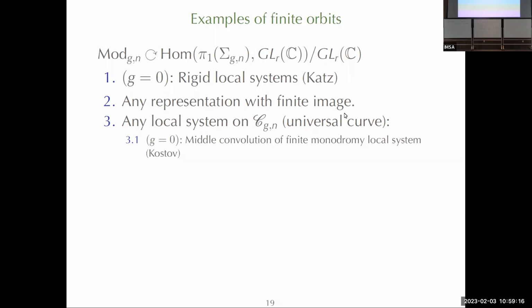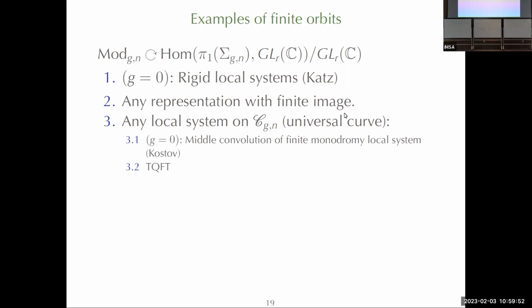Well, again, in genus 0, Kostov made the observation that this middle convolution operator that Katz defined makes sense even in the non-rigid case. I learned this from a paper of Carlos. So you can take any representation which you know has finite orbit under the mapping class group, for example a representation of finite image, and apply this middle convolution operator. Whatever middle convolution is, it's very complicated. It sends things with finite image to things that don't necessarily have finite image. So you can produce interesting examples this way. There are variants of this construction in higher genus, which I probably won't say anything about.